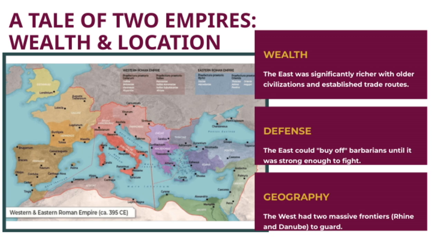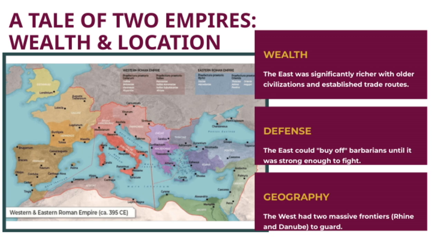On the other hand, the Eastern Empire had a different strategy. They could buy off barbarians when needed, essentially paying them off to avoid conflict until they were strong enough to fight back. This approach reflects the East's ability to use diplomacy and wealth to manage threats, rather than just relying on military might alone. Geography played a significant role here.